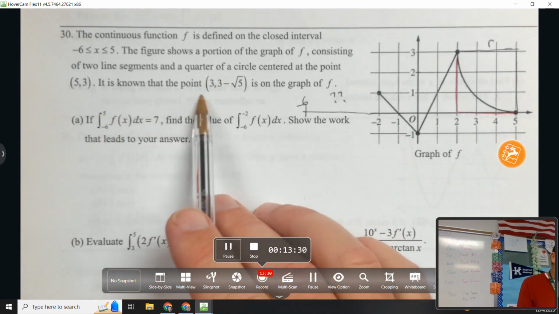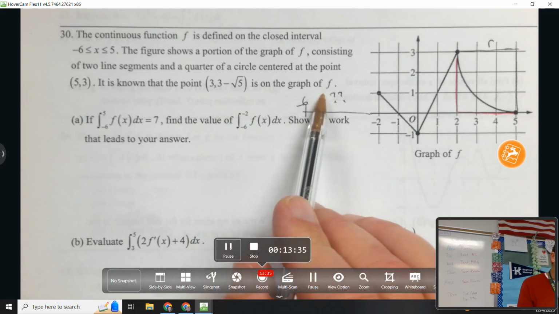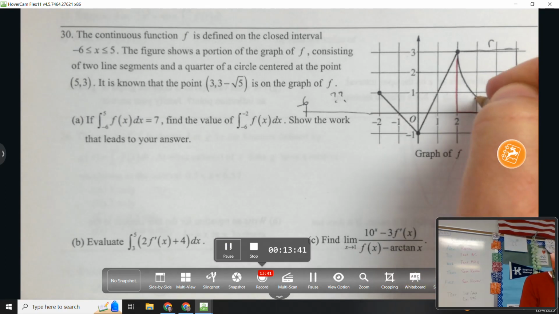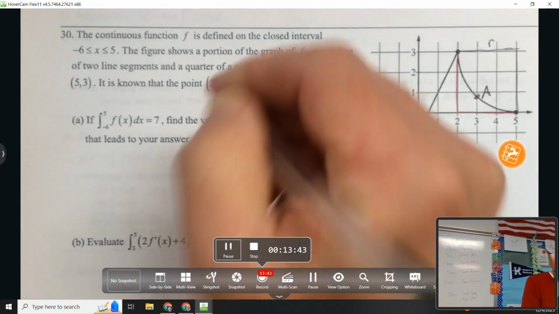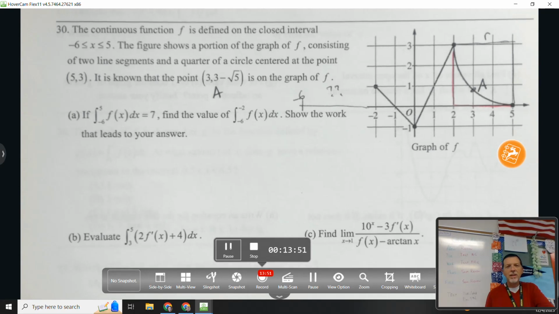It's known that the point 3, 3 minus root 5 is on the graph of f. 3, 3 minus root 5. So this is that point. I'm just going to call that A. It's on the graph of f. Okay, I don't know what that's about. I don't know how that helps me, but maybe something.